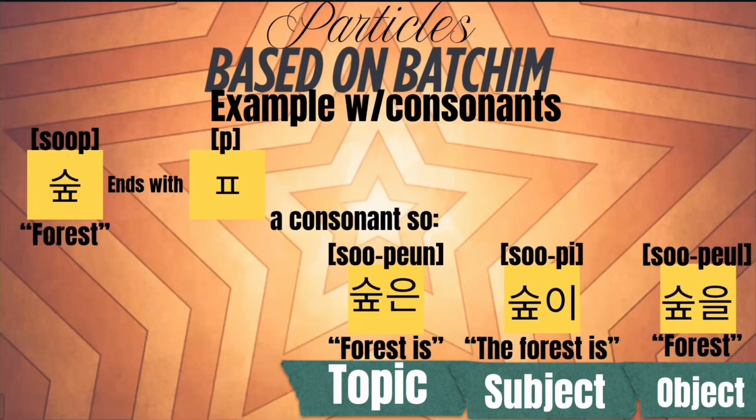Particles based on batchim, example with consonant. We have the hangul sup, which is forest. It ends with a consonant, so we would use batchim. The topic marker would be eun, but with batchim, it would become supeun. The subject marker would be i, so it would become supi. And the object marker would be eul, so it would become supeul. So supeun, supi, and supeul.